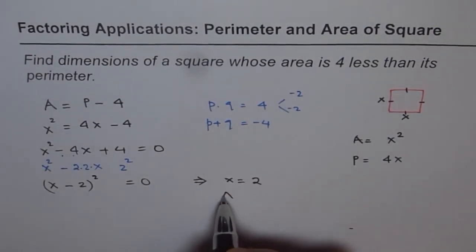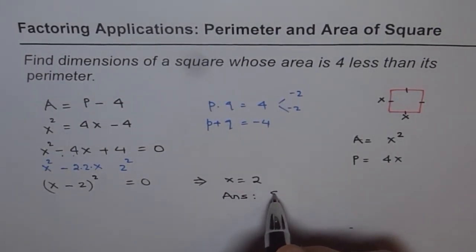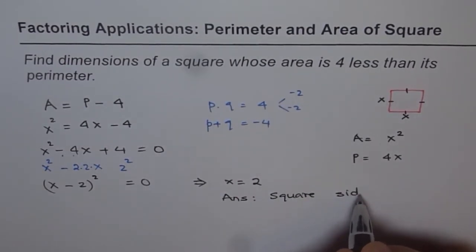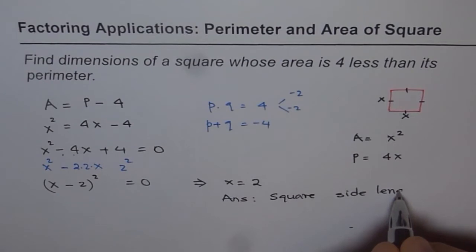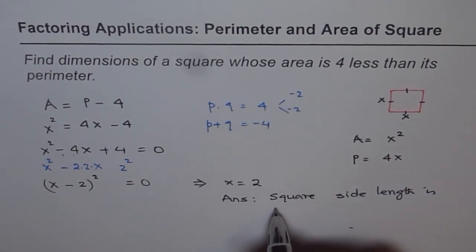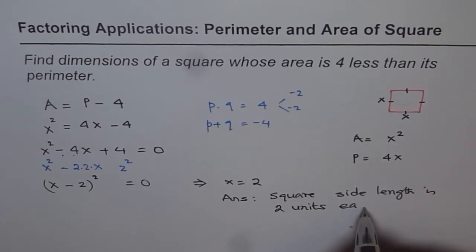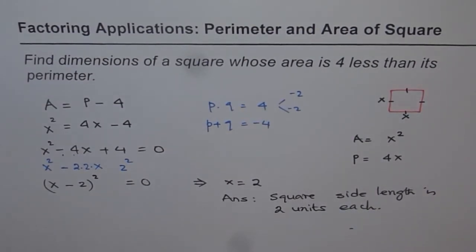So therefore we can write down our answer is that the square side length is 2 units each. Right? So that's how you can solve this problem. So in any case, it gives you an idea how factors can be applied to solve some word problems, right? So we'll do a few more like this. Thank you.